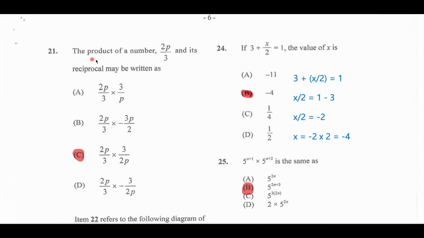We're going on to algebra now. Product of number 2p on 3 and its reciprocal may be written as... well, the reciprocal of 2p on 3 will be 3 over 2p. And we all know product means multiply. So it's 2p on 3 by 3 on 2p.